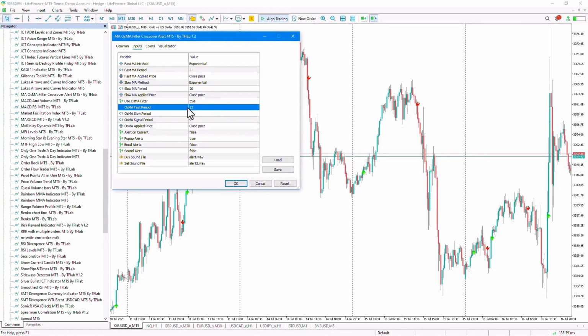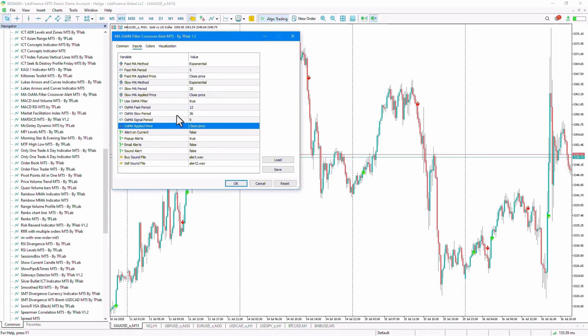MACD oscillator. Here we can select the calculation period for the fast-moving average of the MACD, which by default is set to the standard MACD settings. The fast period is 12, the slow period is 26, and the MACD signal line is set to 9. We can change these values as needed.